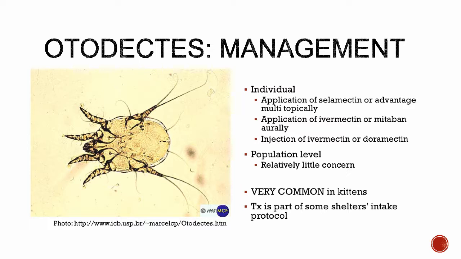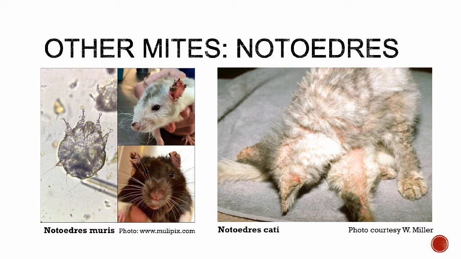Great. So we're going to fly through things as long as we have time. This is my other favorite mite, also in the same family as Sarcoptes and Otodectes. Those are all sort of related mites. Notoedres cati, this is what it looks like in a cat. And Notoedres muris, this is what it looks like in a rat. So you may see pet rats that come in with these cauliflower-like lesions on their ears. That's a mite. It's also contagious to you. So wear gloves, wash your hands, and treat the rat. Okay.